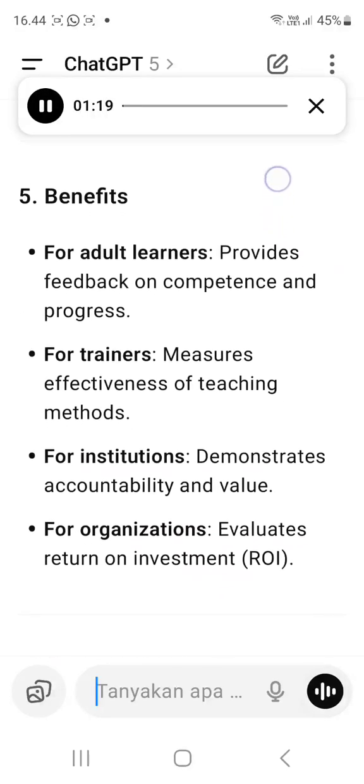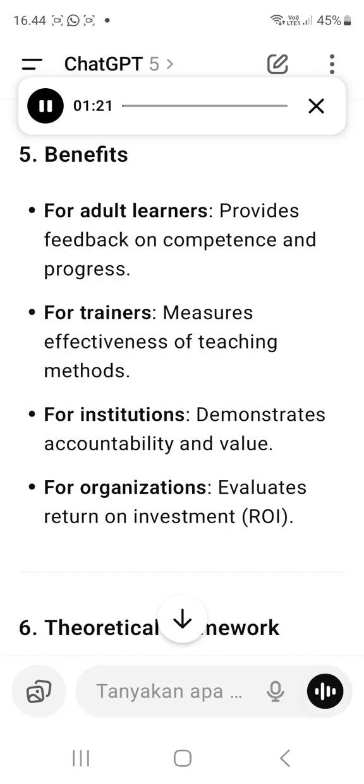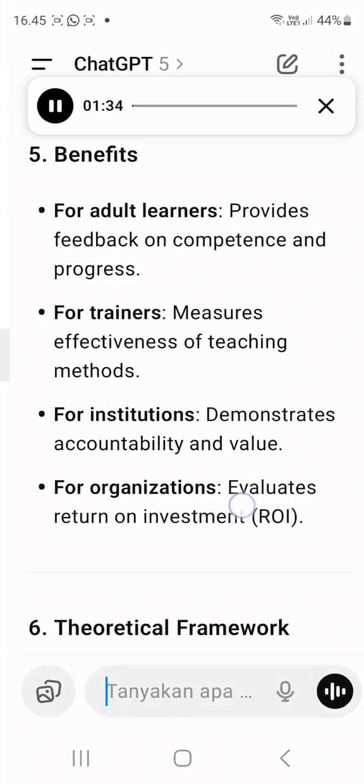5. Benefits. For adult learners, it provides feedback on competence and progress. For trainers, it measures the effectiveness of teaching methods. For institutions, it demonstrates accountability and value. For organizations, it evaluates return on investment, ROI.